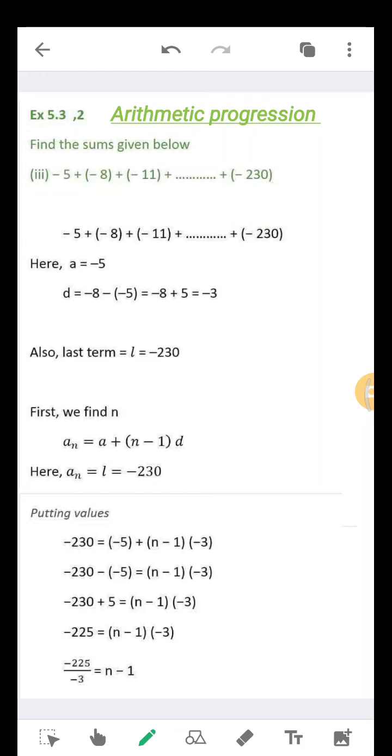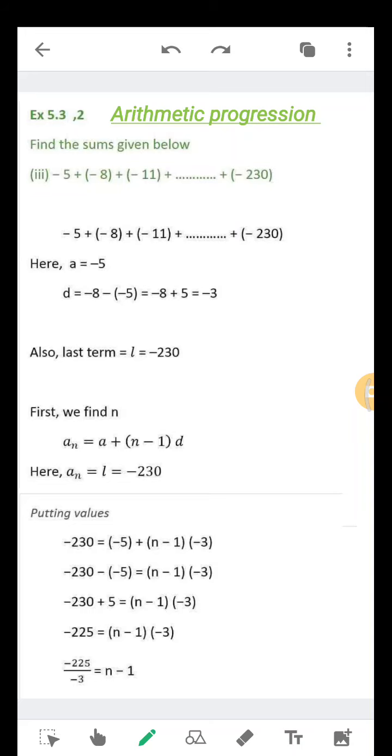So we have to find the sum of this series minus 5, minus 8, minus 11, so on till minus 230. To find the sum of these numbers, we should first know how many terms there are. We don't know how many terms there are, so we will find up to minus 230 how many terms we have in this series. Once we know how many terms there are, then we can find the sum of those many terms.